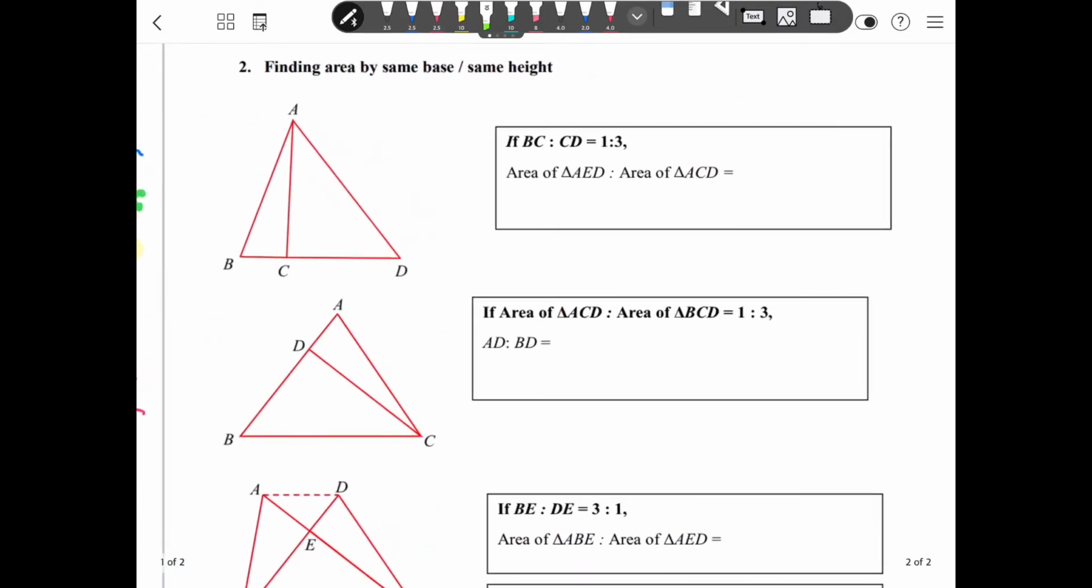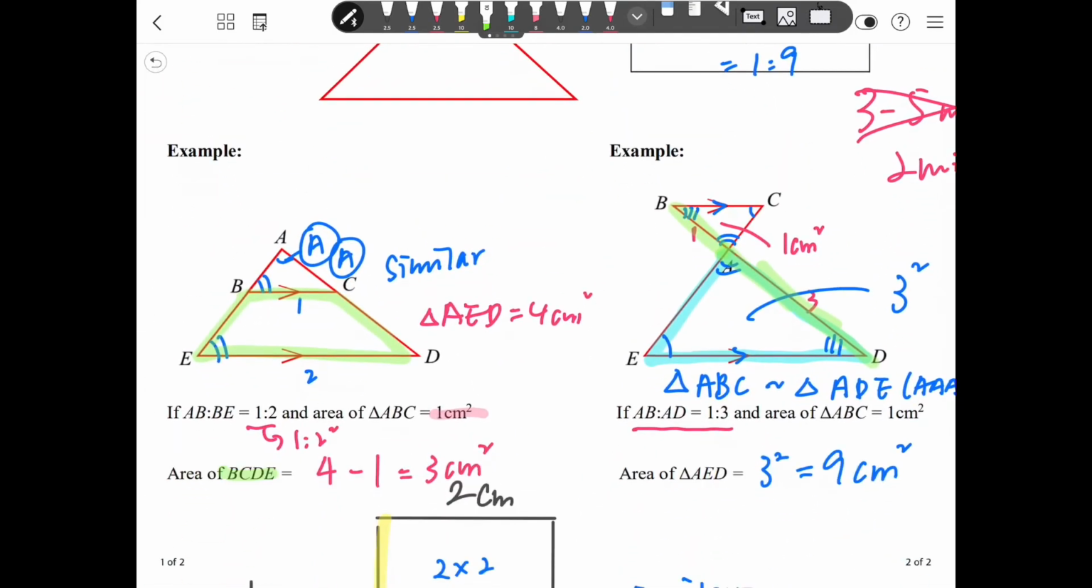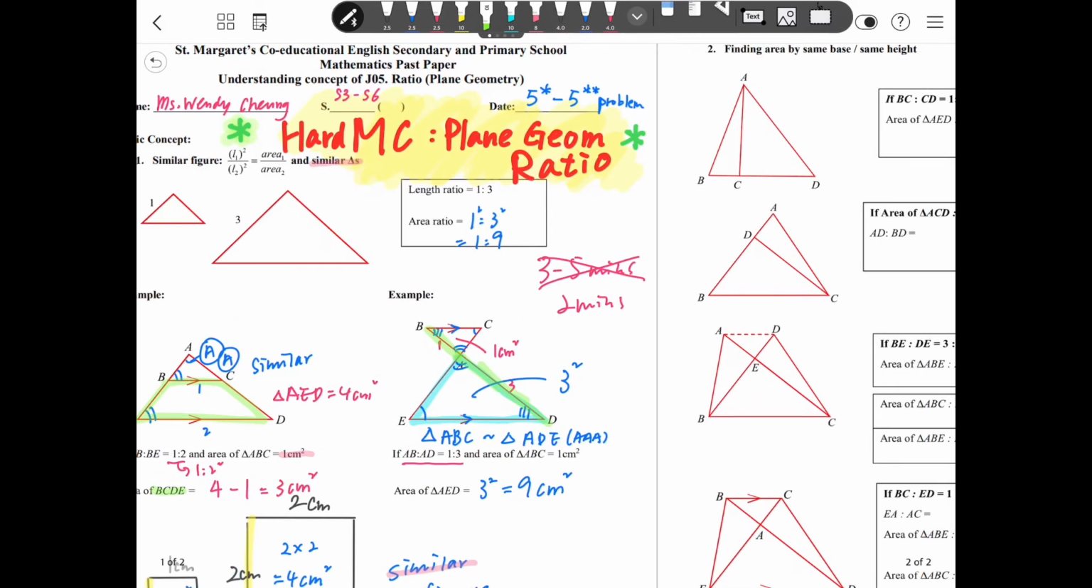So the second type is really common as well. Basically for these two types of similar triangle, once you see some parallel line, you automatically think that would be the similar triangle, and then based on different ratio, you find a different area.